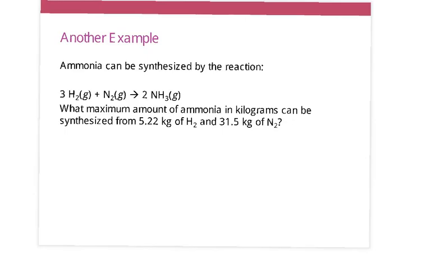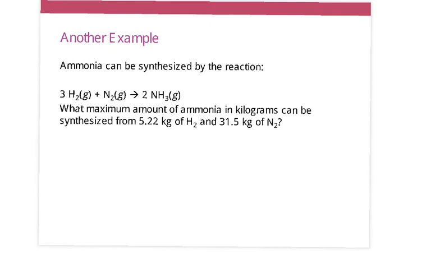Let's do another example. Ammonia can be synthesized by the reaction. And ammonia, you've probably heard of that. It's a fertilizer. We use it for our plants. So that's why industrially it's very important to make ammonia. It's a big thing, big money in the industry. And so this is one of the chemical reactions that we use to make it.